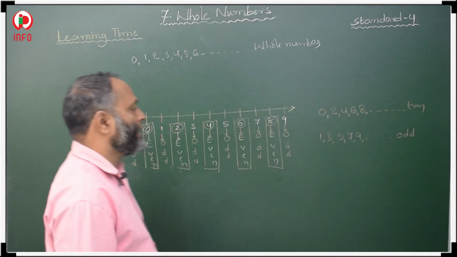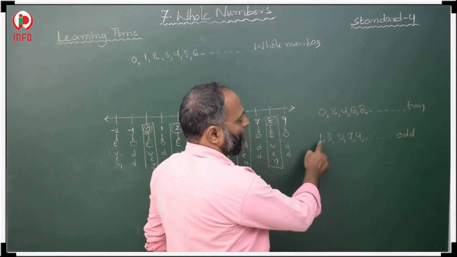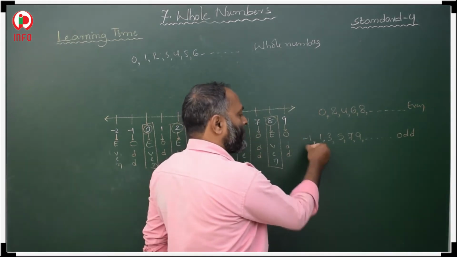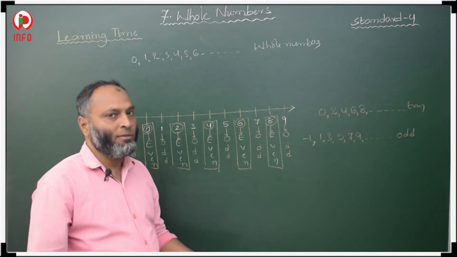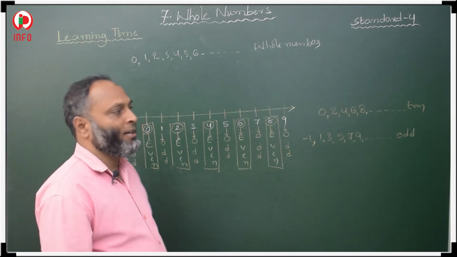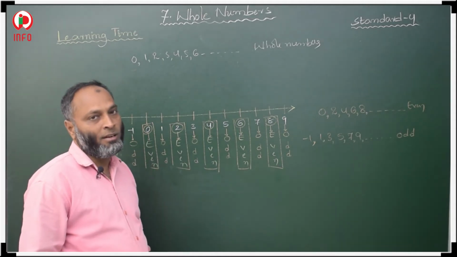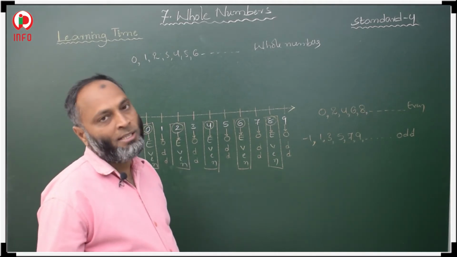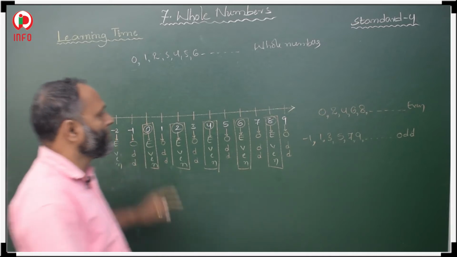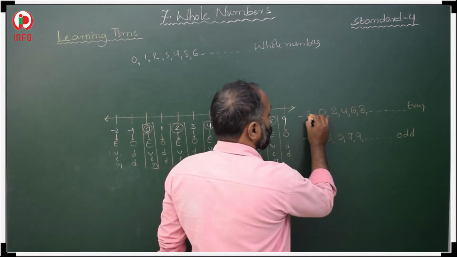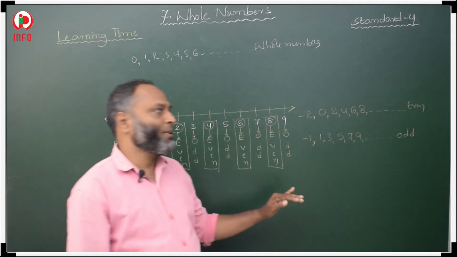In these even and odd numbers, suppose minus 1 is there. 1 is an odd number, minus 1 is also an odd number. Whether the sign is negative or positive, it is an odd number. If positive 1 is odd, then negative 1 is also odd, negative 3 is odd, and positive 3 is also odd. Okay. Similarly, 2 is an even number, minus 2 is also an even number, either negative or positive, that is secondary.